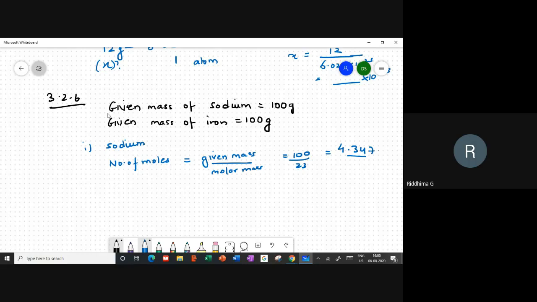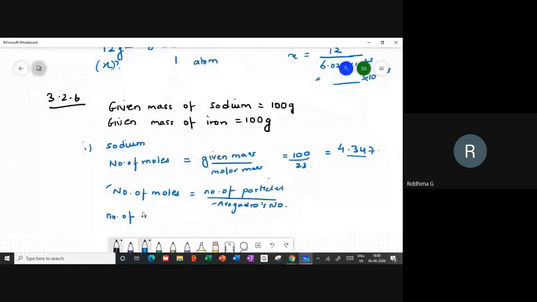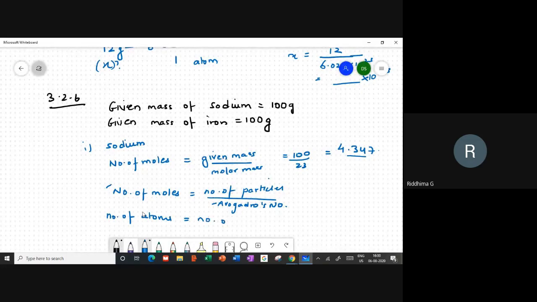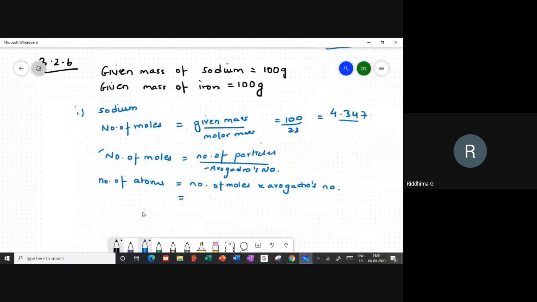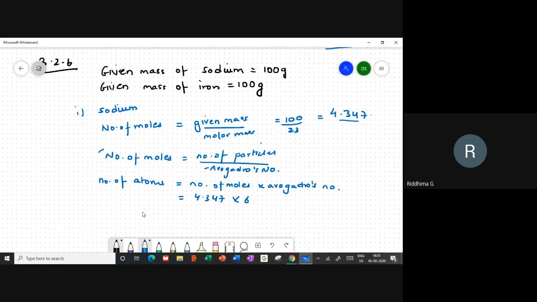Okay, so now what do I do? I use the second formula. Now I have number of moles is equal to number of particles by Avogadro's number. So I have this and I have this. I don't have number of particles. That's what I need to find, isn't it? Number of atoms. So I can write it as number of atoms is equal to number of moles into Avogadro's number, isn't it? Now what do I get? I get 4.347 into 6.022 into 10 to the power 23. That will be your answer.